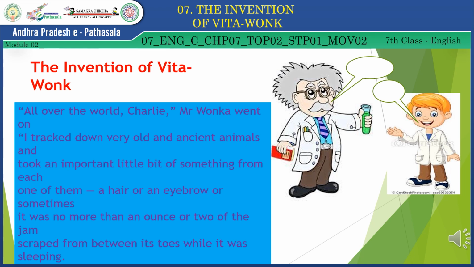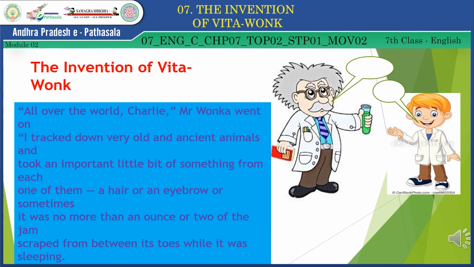"All over the world, Charlie," Mr. Wonka went on. "I tracked down very old and ancient animals and took an important little bit of something from each one of them." That is, Mr. Willy Wonka says to Charlie that he traveled all over the world and collected oldest and strange things. "A hair or an eyebrow, or sometimes it was no more than an ounce or two of the jam scraped from between its toes while it was sleeping."